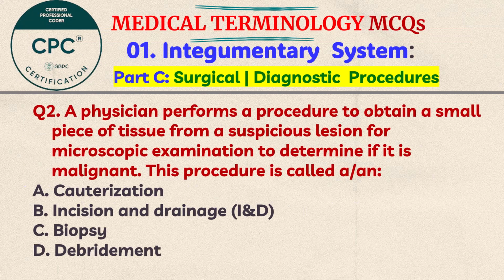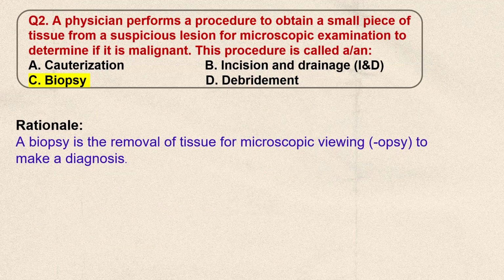Question number 2. A physician performs a procedure to obtain a small piece of tissue from a suspicious lesion for microscopic examination to determine if it is malignant. This procedure is called as an A. Cauterization, B. Incision and drainage, C. Biopsy, D. Debridement. Think the answer. The correct answer is C. Biopsy. A biopsy is the removal of tissue for microscopic viewing. Opsy is a viewing to make a diagnosis.